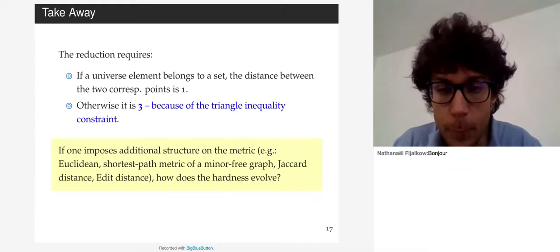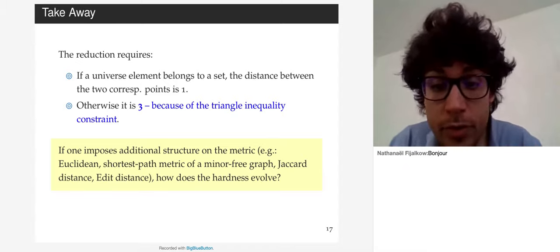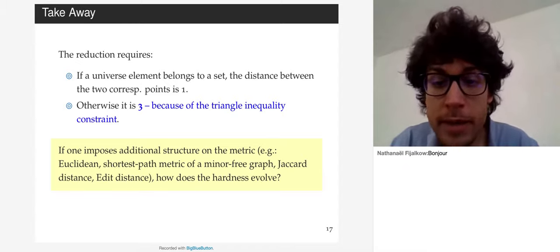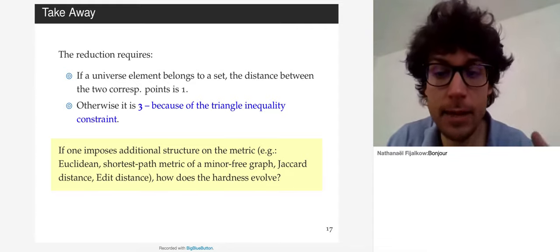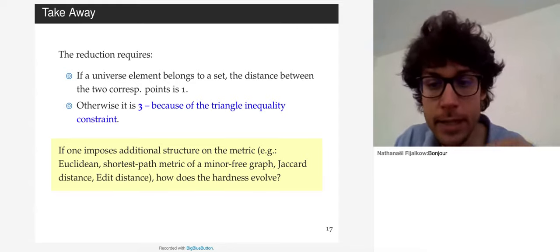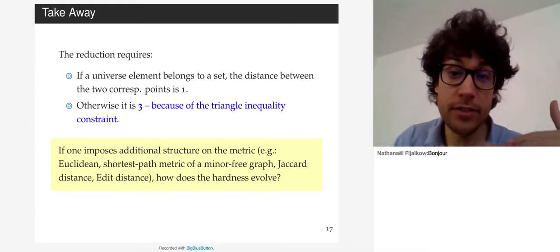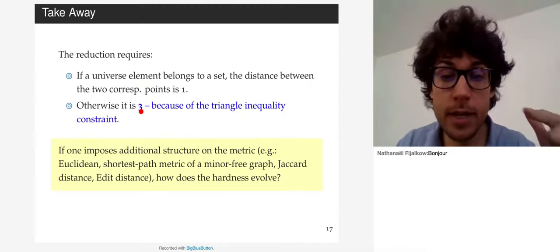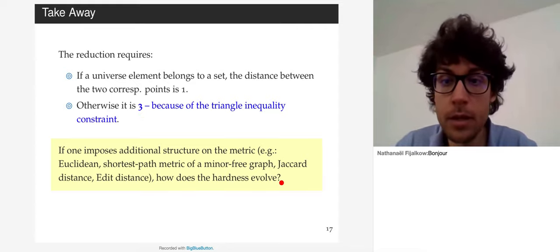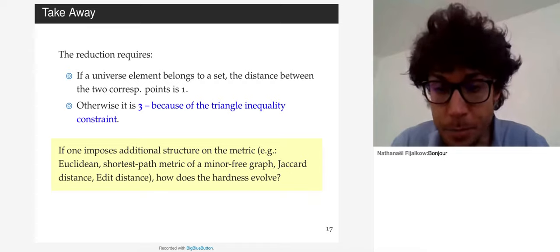Right, exactly. So that's my comment here. If you impose additional structure on the metric, not only triangle inequality, but Euclidean distance, or the metric of some specific graph classes like minor-free graphs, planar graphs, Jaccard distance, edit distance, the hardness is going to change because the 3 is going to get smaller. Okay, good. That's the comment I had here.